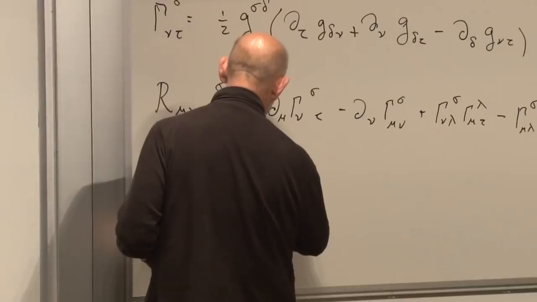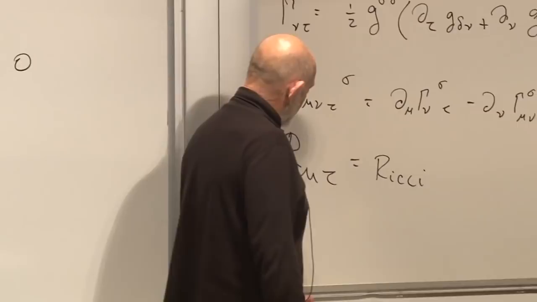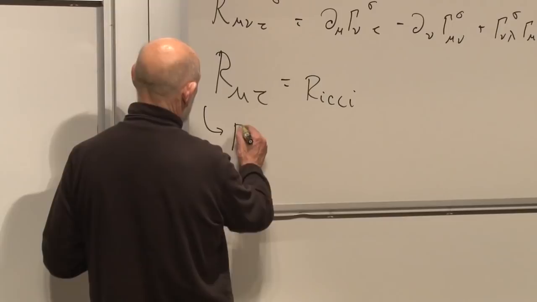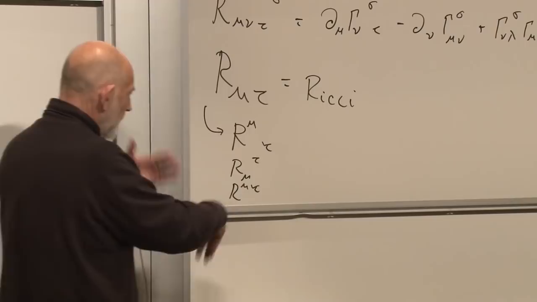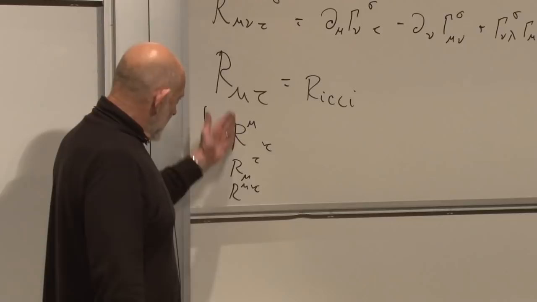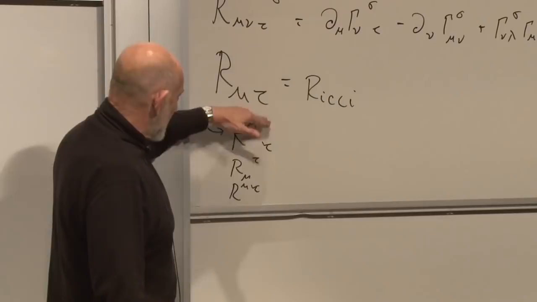And as always, if you have a tensor, you can raise and lower its indices. That means there's also a thing called R with upper indices mu tau, and also R mu tau with both of them raised. You can raise and lower indices using the metric tensor. And so for each such tensor, there's another one with upper indices.